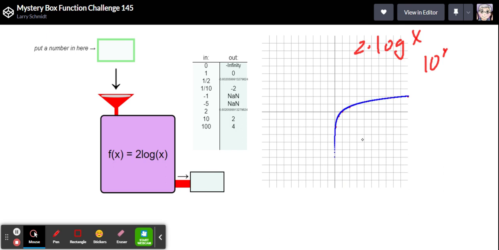And there it is, that very quickly dropping down to negative infinity as it approaches 0 from the right here, and then a nice shallow curve going on out to infinity on the right. Well, how did that go? I think that was a very tricky one.